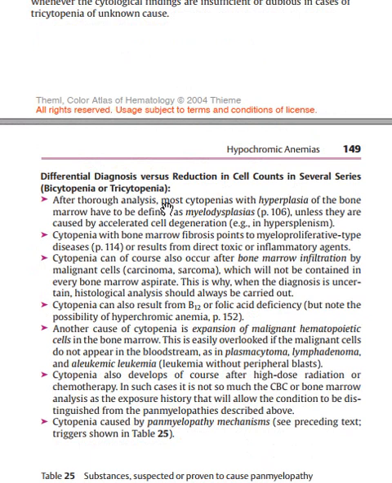So after thorough analysis, most cytopenia with hyperplasia of the bone marrow have been defined as myelodysplasia. If you have low levels of the blood cells, that is a pancytopenia, and you have hyperplasia of the bone marrow, then you have to think of a myelodysplasia. Is it clear? So the term myelodysplasia is going to be used.